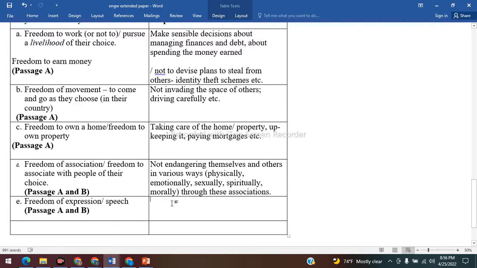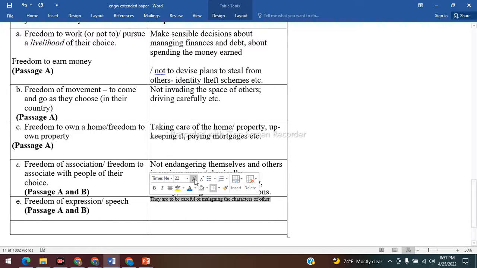So they are to be careful what they say on the internet. Yeah, very good. So they could malign the characters of others. You know what I mean by malign, right? Like when you speak ill of someone, right? Say you're wicked, you're dishonest.